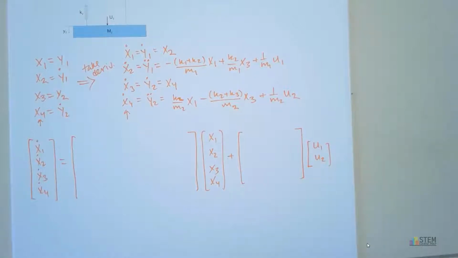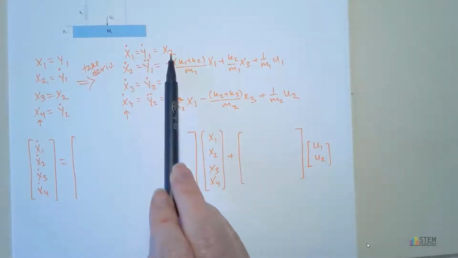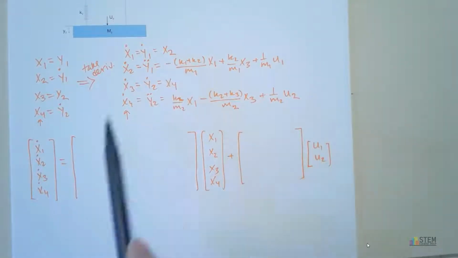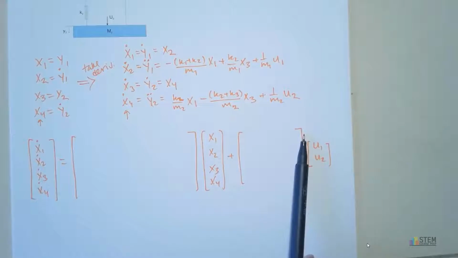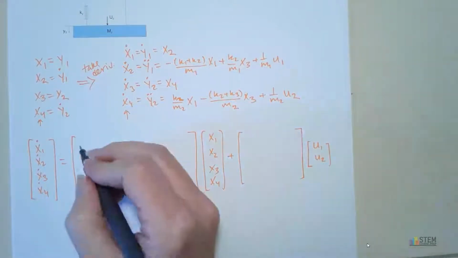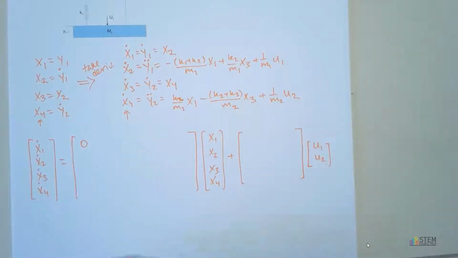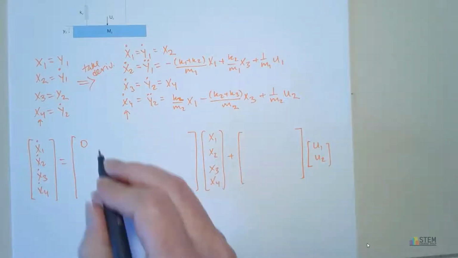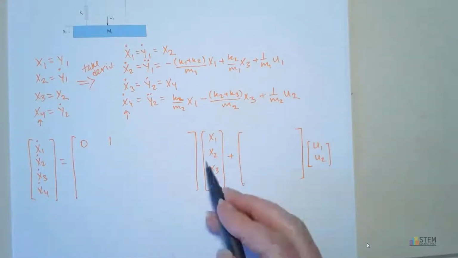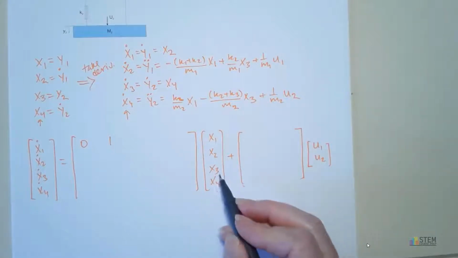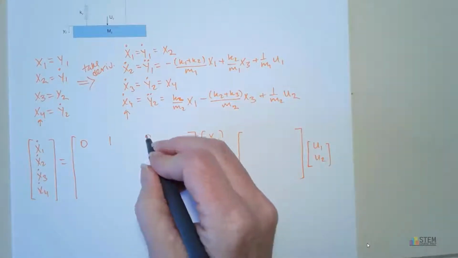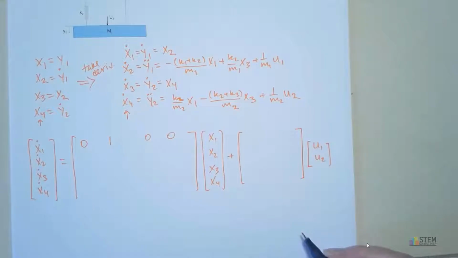So now we just need to fill everything in. Not too bad, right? So for this first one, x1 dot is equal to x2. So when I multiply these matrices out, add them up, I should just get x2. That means this needs to be 0 because I don't have x1. This needs to be 1 because that's multiplied by x2. The next two will be zeros because I don't have x3 or x4 in my equation.